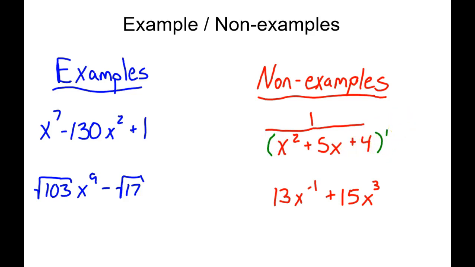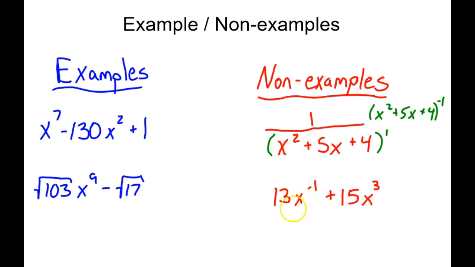I want to move that to the numerator, so using exponent properties, if we move this to the numerator, it would become x squared plus 5x plus 4 raised to the negative 1 power. So technically we do not have whole number exponents because we have these variables occurring in the denominator.